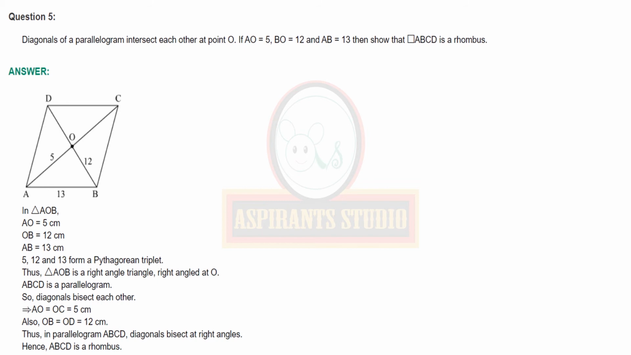Now, ABCD is a parallelogram, so diagonals bisect each other. I have taught you the property of parallelograms, that diagonals bisect each other. Therefore, AO is equal to OC is equal to 5 centimeters. Also OB is equal to OD is equal to 12 centimeters.